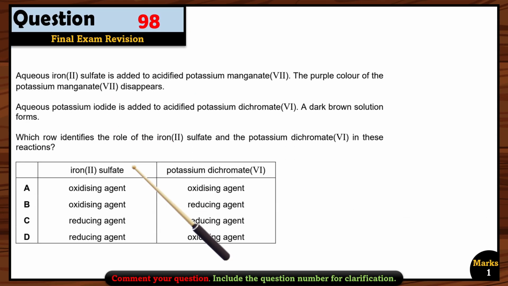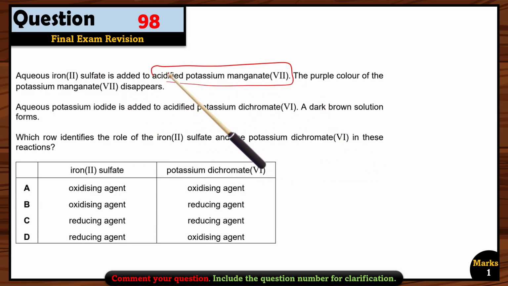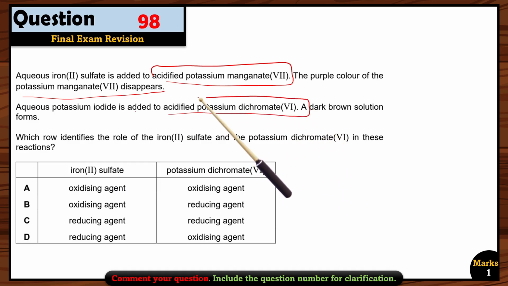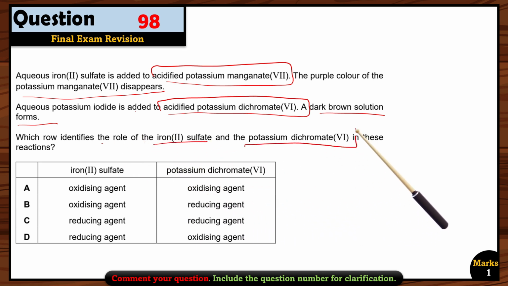Let's see question 98. Aqueous iron sulfate is added to acidified potassium manganate. The purple color of the potassium manganate disappears. Another one, aqueous potassium iodide is added to acidified potassium dichromate, a dark brown solution forms. Which row identifies the role of iron sulfate and potassium dichromate in these reactions? So now let's see one by one.